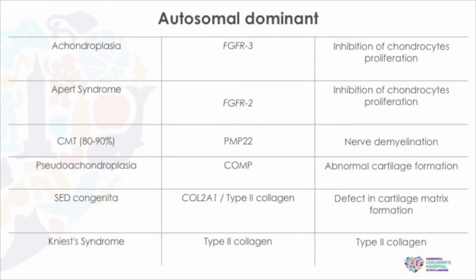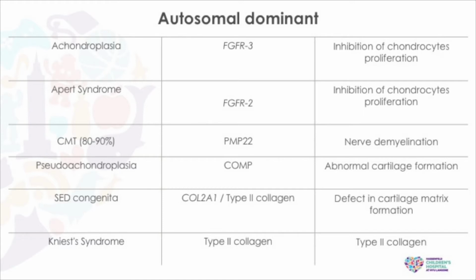First, we will start with autosomal dominant. Achondroplasia is by far the most common skeletal dysplasia, caused by a G380 mutation of the fibroblast growth factor receptor 3 on the short arm of chromosome 4. It results in an inhibition of chondrocytic proliferation. Apert syndrome is a similar gene, however it is the fibroblast growth factor receptor 2 that causes the inhibition of chondrocytic proliferation. Charcot-Marie-Tooth, in most cases, can be linked to a mutation in the PMP22 gene, resulting in nerve demyelination.